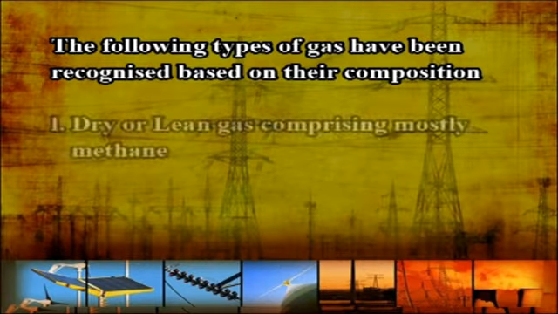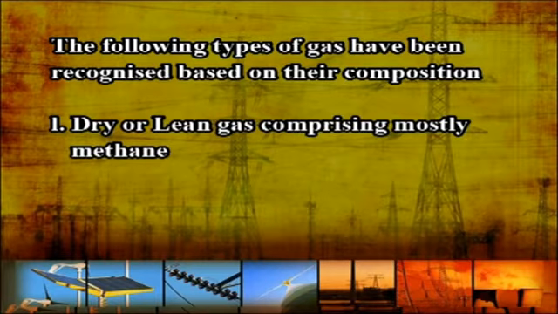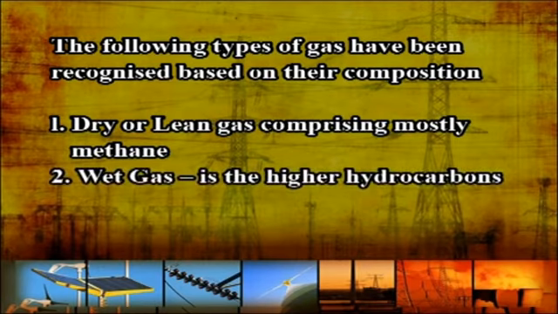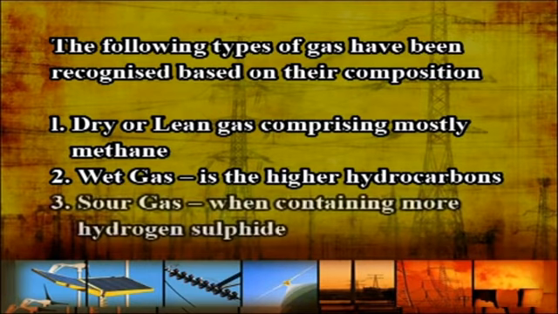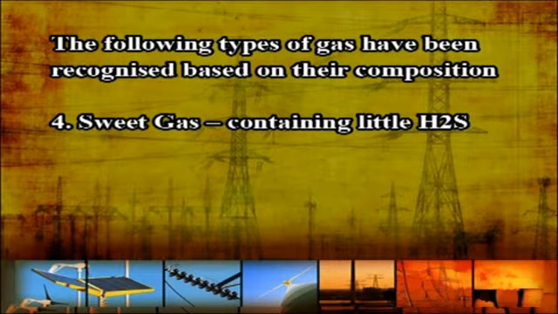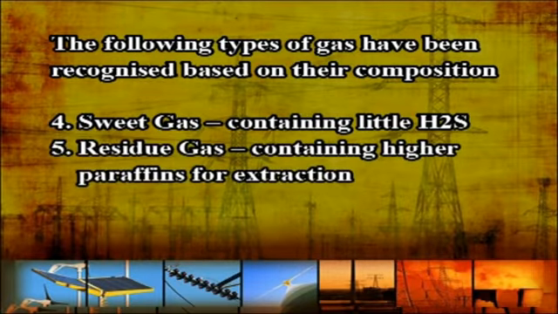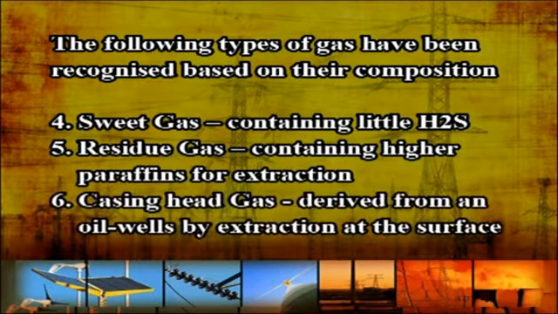First one, dry or lean gas comprising mostly methane. Second one, wet gas containing the higher hydrocarbons. Third one, sour gas containing more hydrogen sulfide. Fourth one, sweet gas containing little H2S. Fifth one, residue gas containing higher paraffins for extraction. Sixth one, casing head gas derived from oil wells by extraction at the surface.